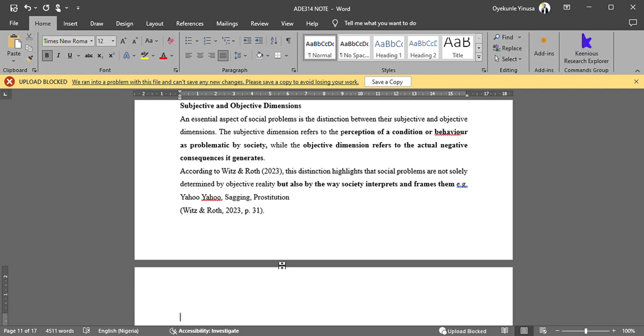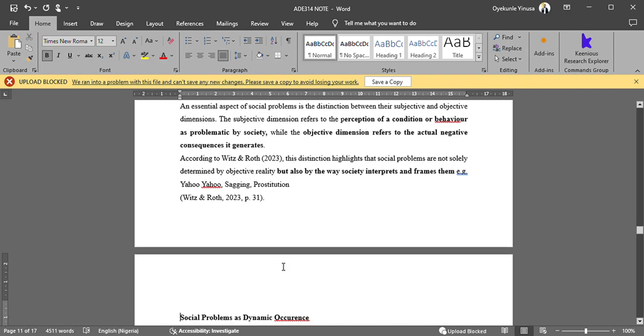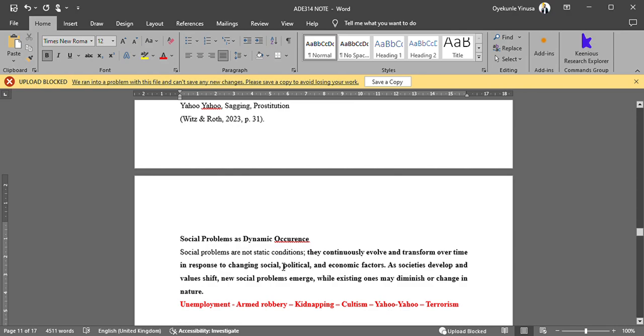I mean, if the behaviors of Yahoo Yahoo, sagging, prostitution, and other social vices had been curtailed by the social institutions and structures, we would not be where we are today. Okay, right. So, social problems as a dynamic occurrence. Social problems are not static conditions. That's what I want you to understand here.